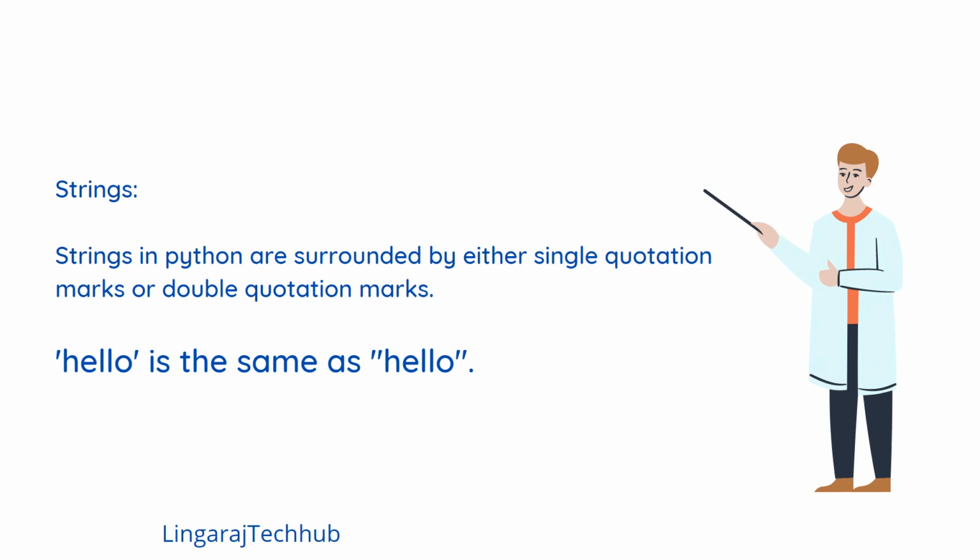First, strings. Strings in Python are surrounded by single quotation marks or double quotation marks. Just like in the example below, 'hello' is the same as "hello". Python does not differentiate between single and double quotes. Both are called a string. Single quote is also a string, and double quote is also a string. Single and double quotes create no partiality, so both are the same from Python's perspective. In other programming languages the meanings can differ, but in Python the meaning is the same.